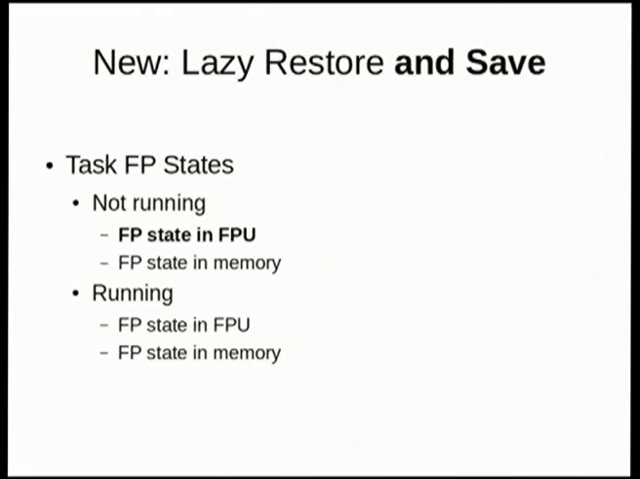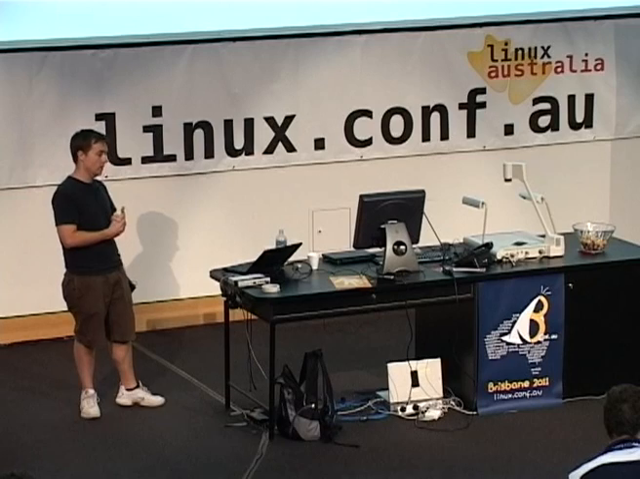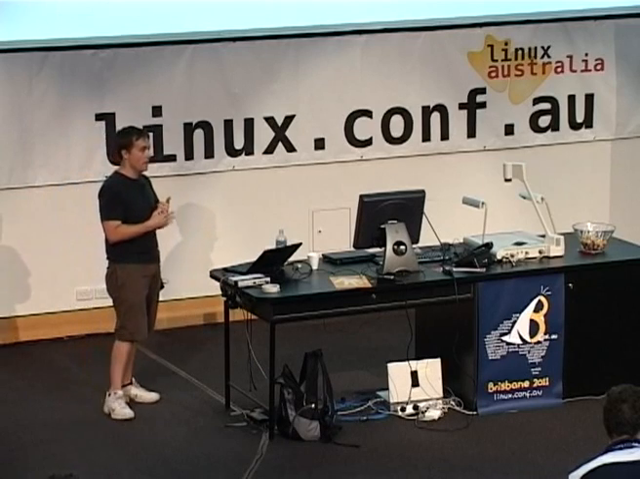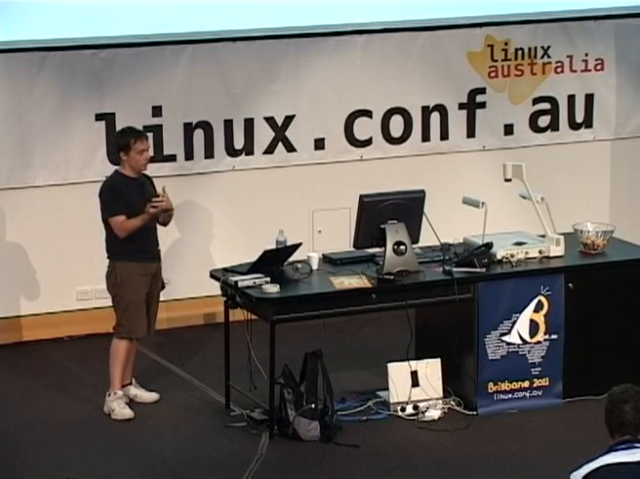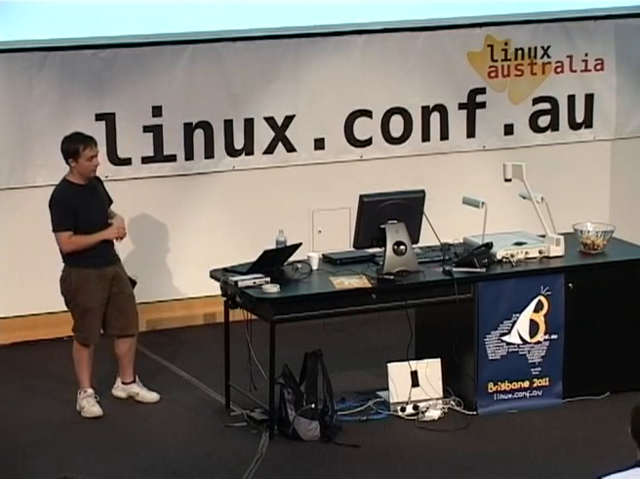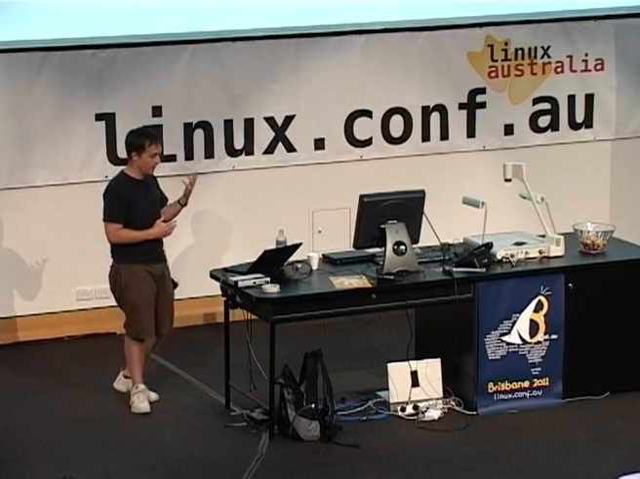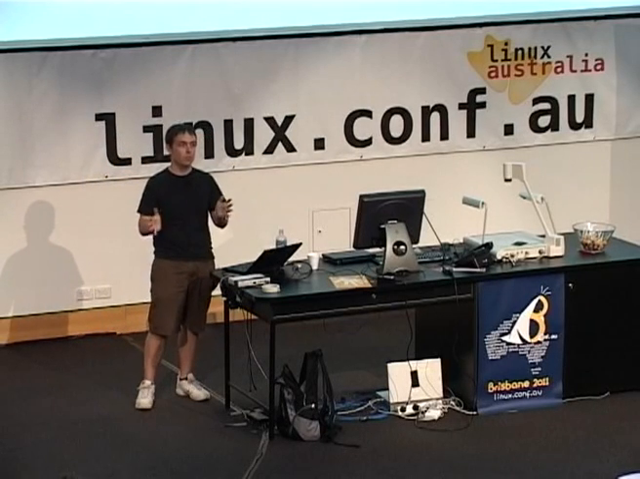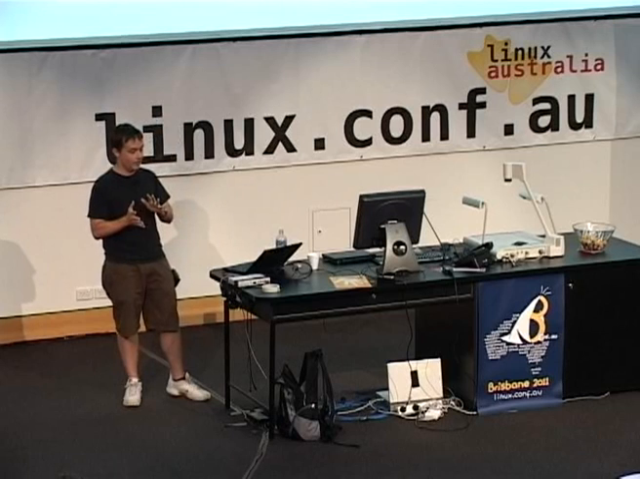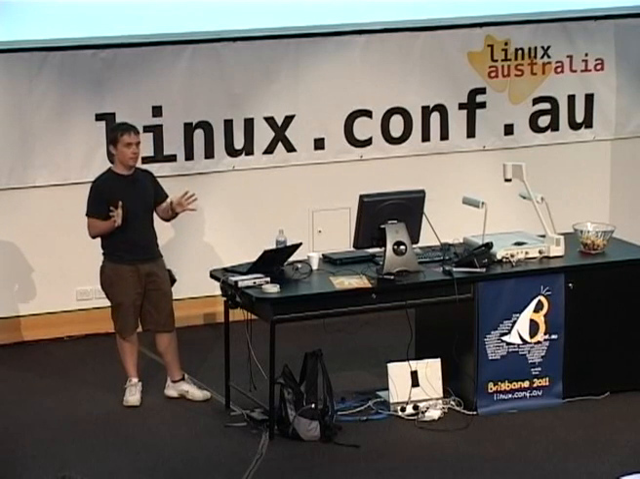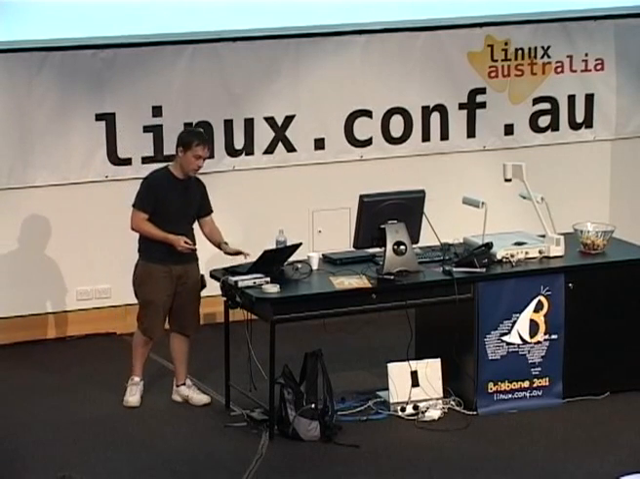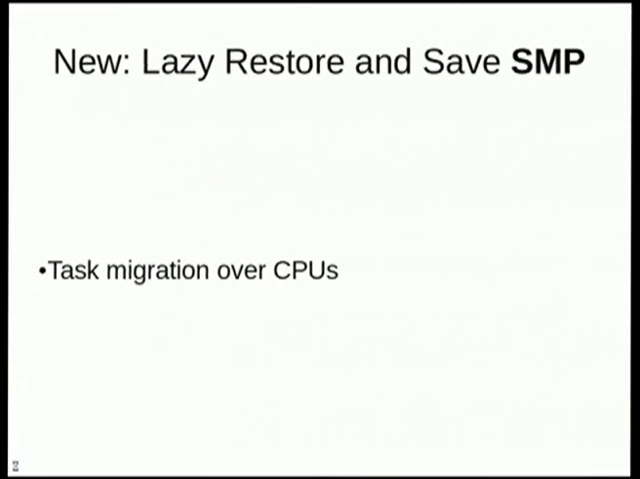Going back to the possible places where our state could be now, if a task is not running, we now have an extra state where the floating point state could possibly be still in a floating point unit somewhere. It may have been lazily saved away. It could also be in memory, and again, if it was running, it could be in the floating point unit or in memory. But that's the same as before. So this is all very simple. This is great. Hopefully, we've saved some time. But we're missing a big piece here. The big piece is SMP, multiprocessor.